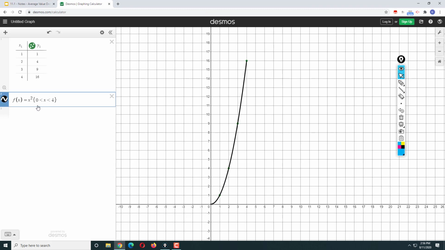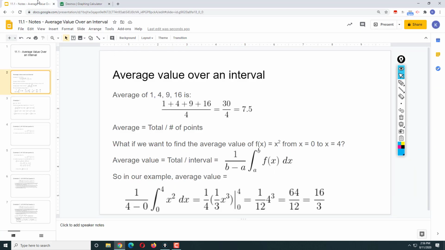But what if I give you this function, f of x equals x squared, from 0 to 4, and we want to find the average value of every point in this line segment? So this is the line segment of x squared from 0 to 4. We want to see the average of every single point. Well, the average is still going to be the total, and to find the total, we will be using an integral.